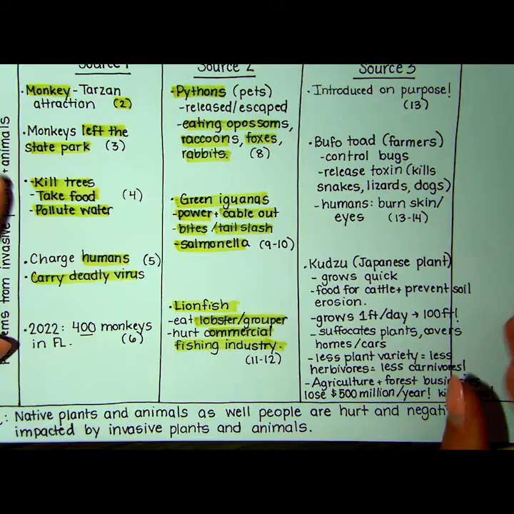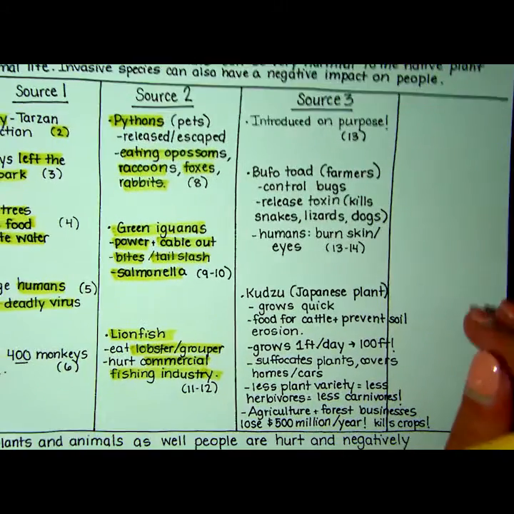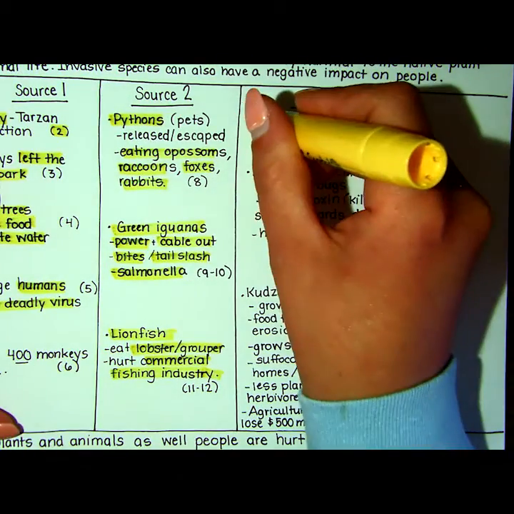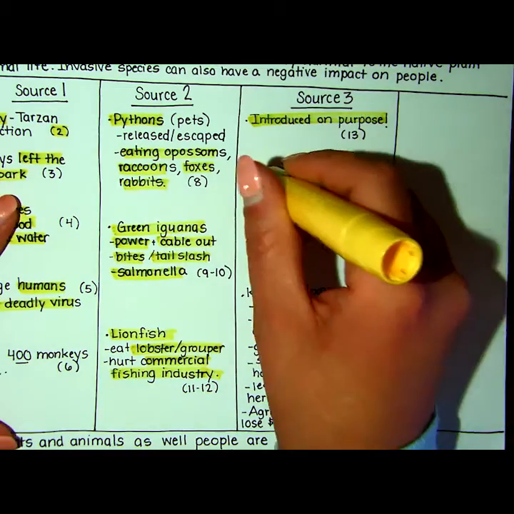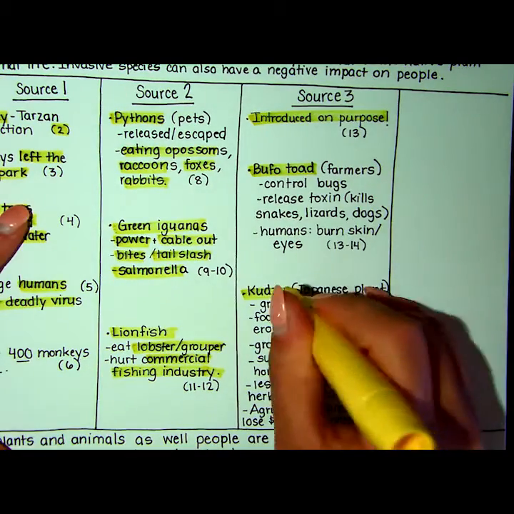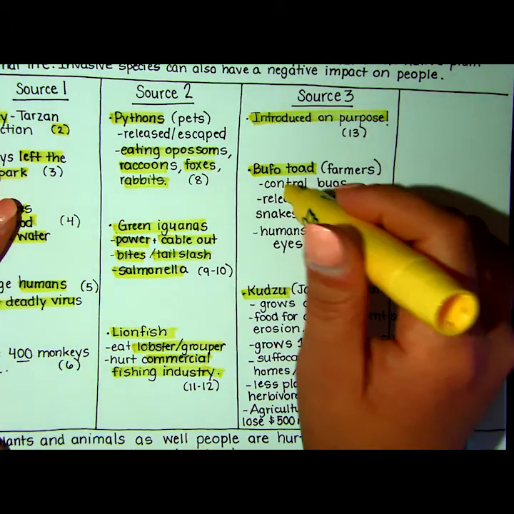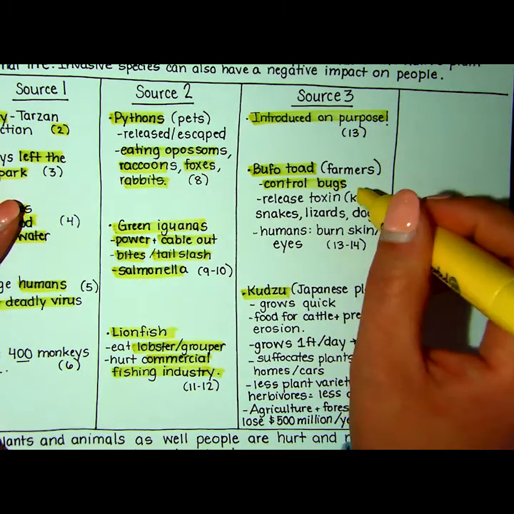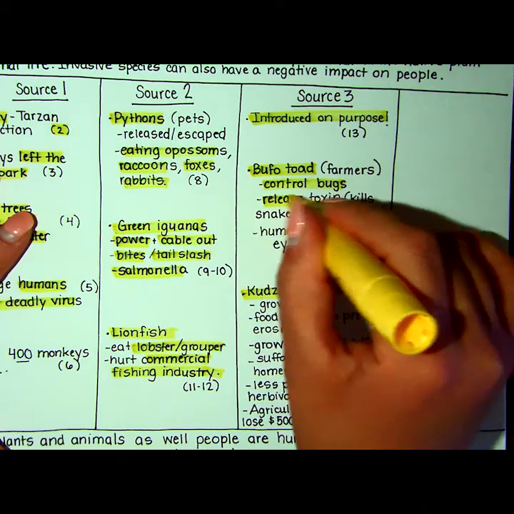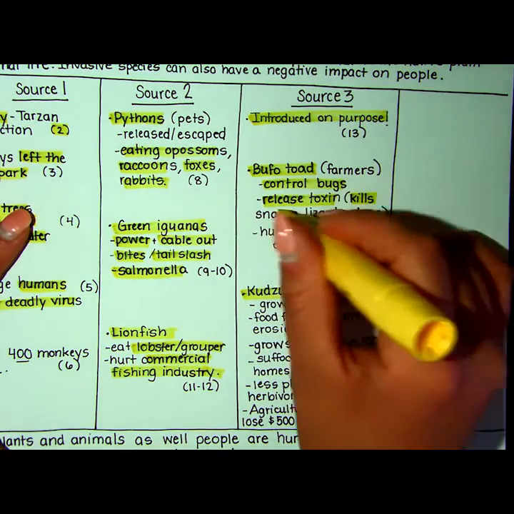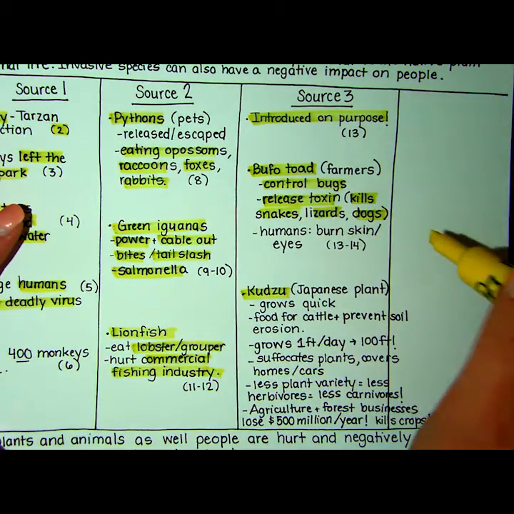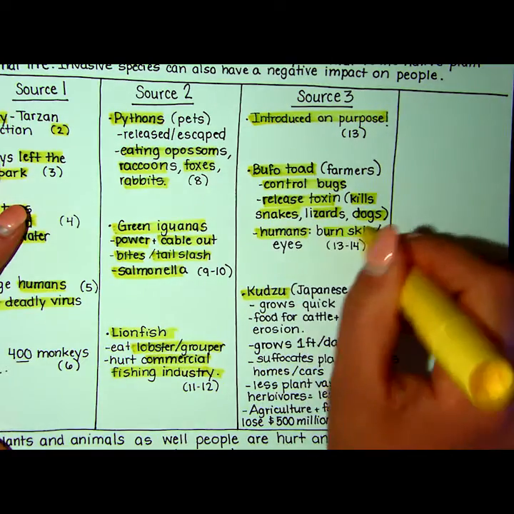Last but not least, source 3. Now, these 2 were introduced on purpose, right? We have that bufo toad and the kudzu. One is an animal and one is a plant. This one was introduced to help control bugs, to help farmers. However, they learned that they release a toxin and it actually kills snakes, lizards, and dogs. For humans, it can burn their skin and irritate their eyes.